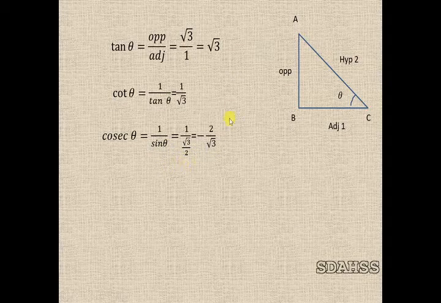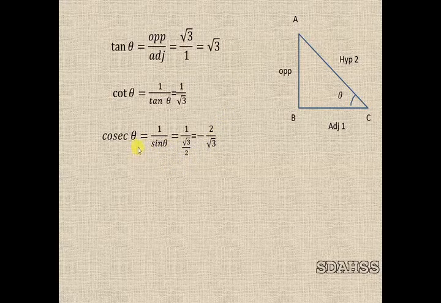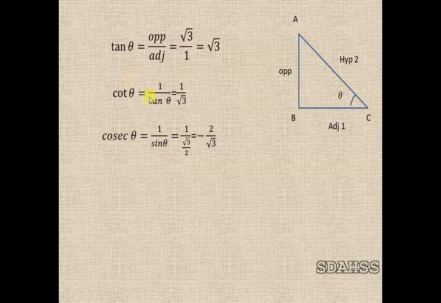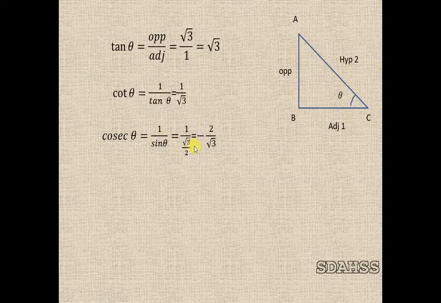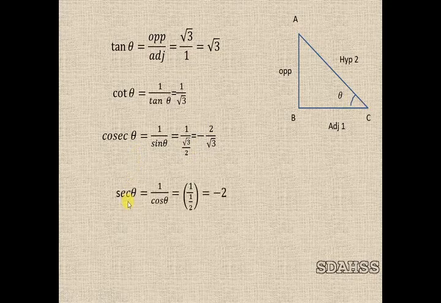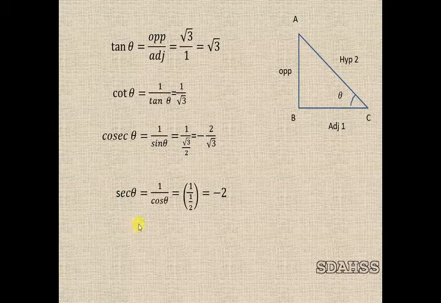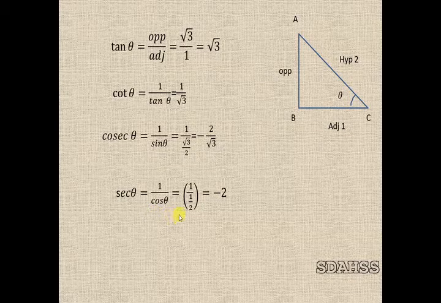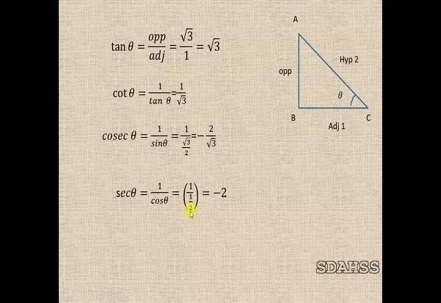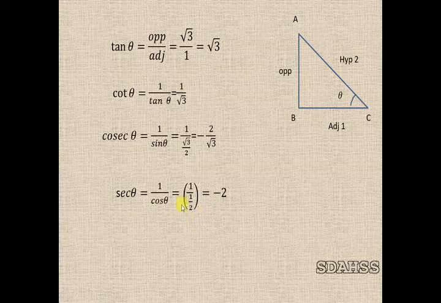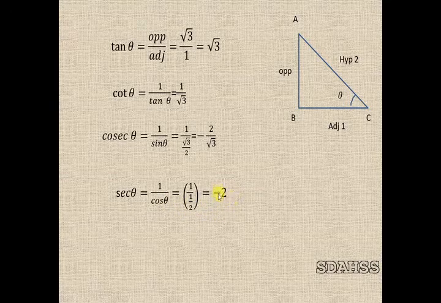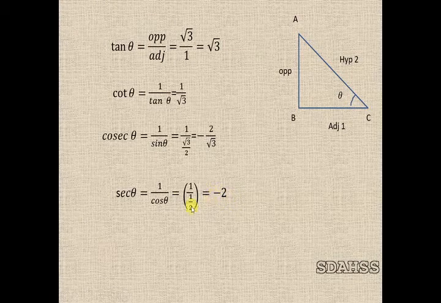Then take the reciprocal, 2 by root 3. Here theta lies in the third quadrant. In the third quadrant, tan and cot theta are positive, so cosecant theta is negative. Then secant theta means 1 by cos theta, which is equal to 1 by 1 by 2. Take the reciprocal, 2. Here theta lies in the third quadrant, so you have to put a minus sign.